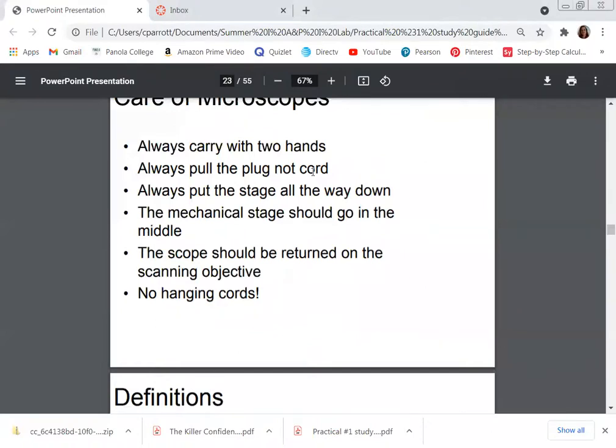Then you're always going to pull or unplug the microscope by the plug. Never yank it by the cord because the cord can separate from the plug. You're always going to put the stage all the way down. The mechanical stage should go in the middle, and the scope should be returned to the scanning objective, and you should wrap or fasten the cords. There should never be any hanging cords.